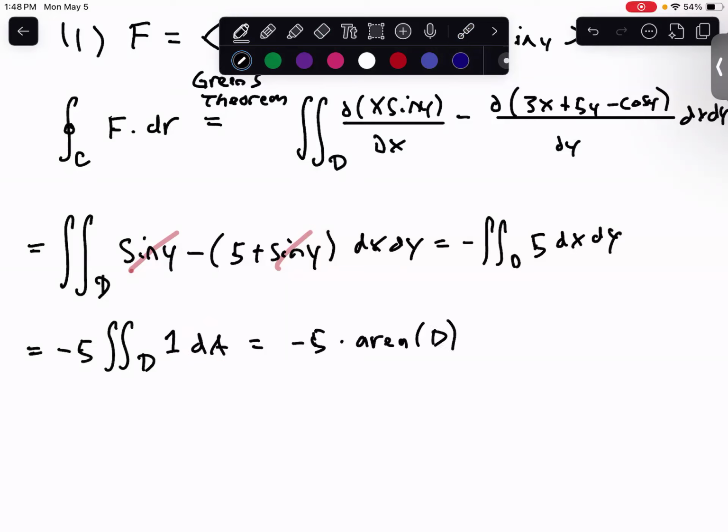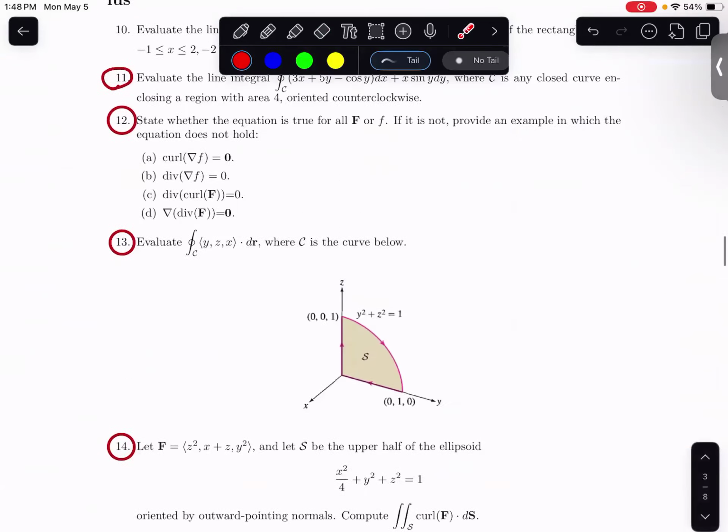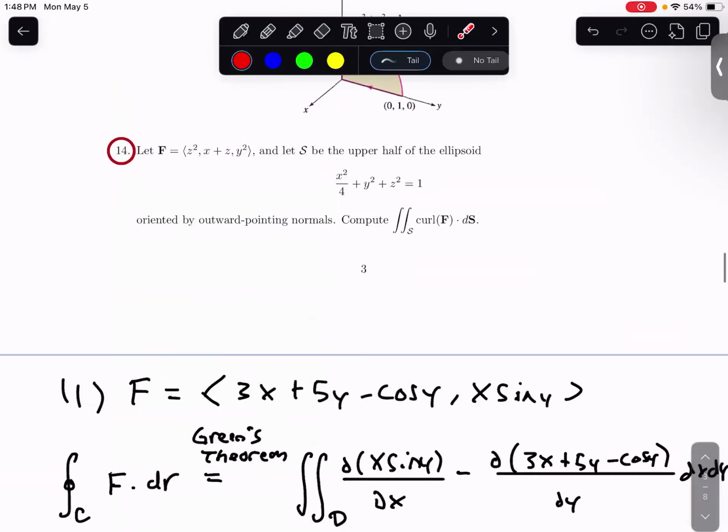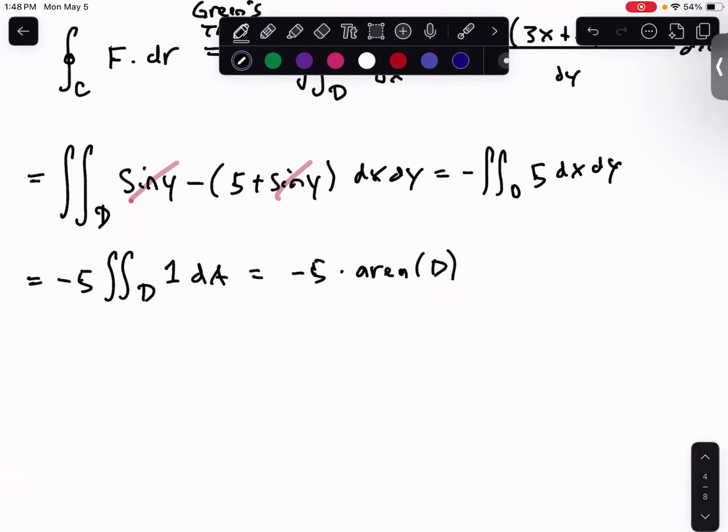So this is where the area that they tell you at the beginning of the problem comes into play, right? It tells you we're enclosing a region with area 4. So we just substitute in that the area is equal to 4. So this is going to be minus 5 times 4, which is equal to minus 20.